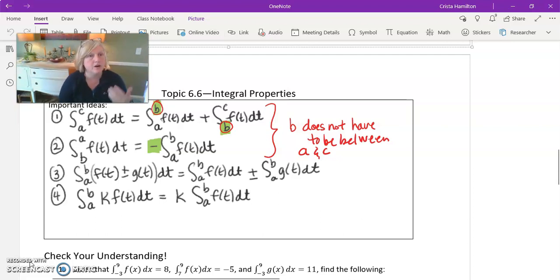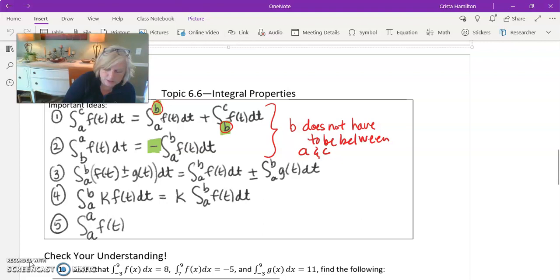Okay, and then we have our last property that we're going to do. I don't have a problem for it, but I've used it already in a previous problem. I think it's common sense as well: if you start at A and you don't go anywhere, for any function, how much area have you accumulated? Well, if you haven't moved, then you've accumulated no area. And so the integral from A to A of f of t dt is simply going to be 0. All right, so that finishes up our discussion of the integral properties.